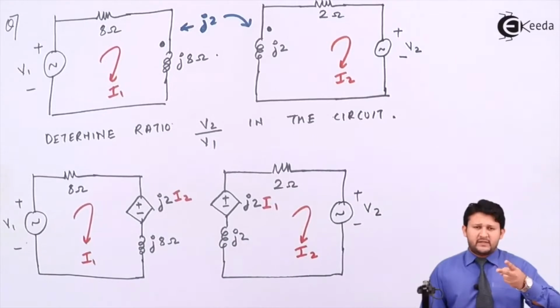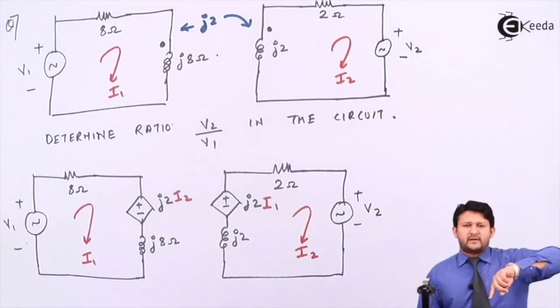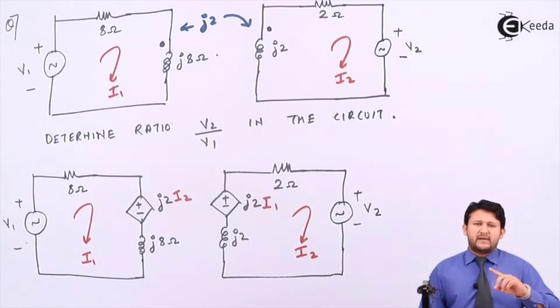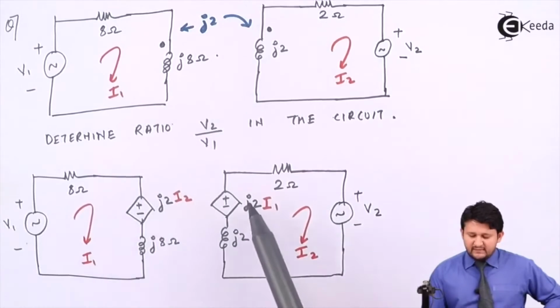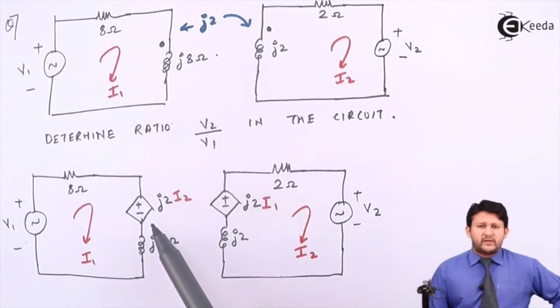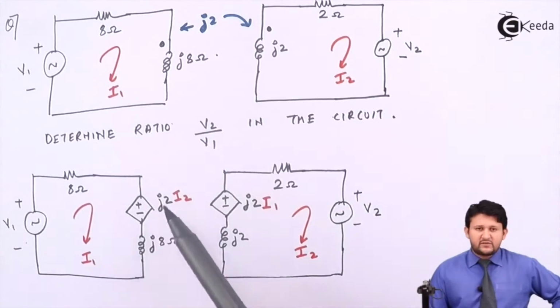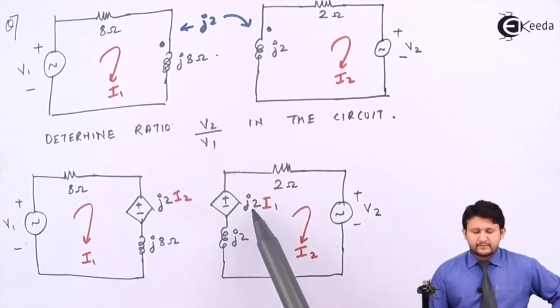If it is a combination, if one coupling is above the inductor and one coupling is below the inductor, it will be minus, plus, minus, minus. So I have replaced both the coupling by a voltage source, plus minus, plus minus. Now, next comes the value for the voltage source. The value for the voltage source is given by the mutual coupling, that is nothing but M, that is j2.